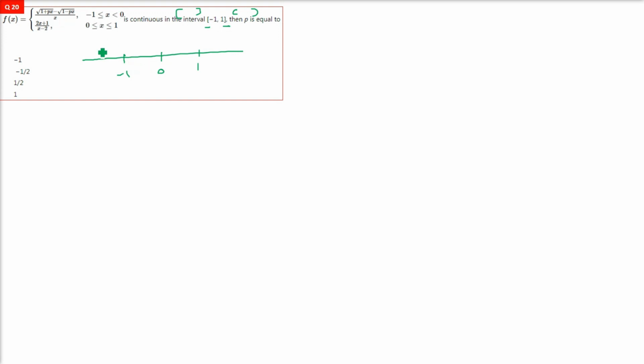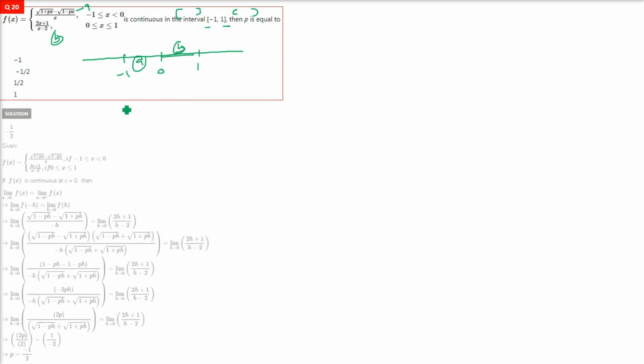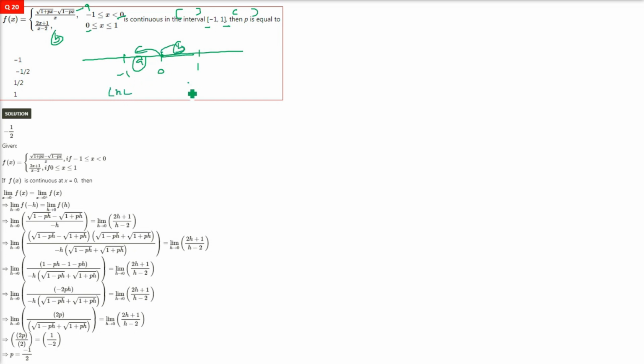So -1 to 0, you have to take the first function which I am indicating by A, and 0 to 1 you have to take this function which I am indicating by B. Why? Because we have to take the left hand limit and right hand limit and just equate them. That is the whole point of the question. 0 is the point of continuity or discontinuity, and it is given that it is continuous in the interval -1 to 1. So we take the left hand limit and right hand limit and equate them.